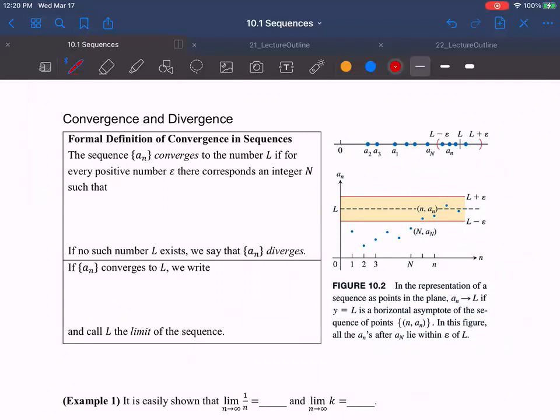Formal definition of convergence in sequences: the sequence A sub n converges to the number L if for every positive number epsilon there corresponds an integer n such that A sub n minus L is less than epsilon whenever little n is greater than that integer. If no such number L exists, we say that A sub n diverges.